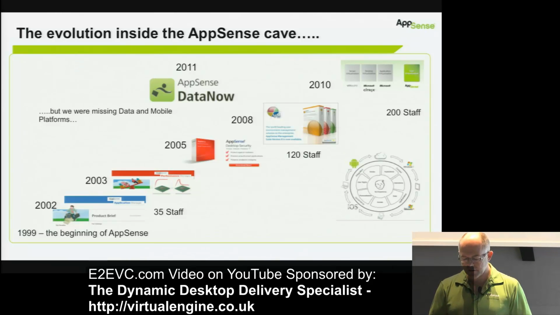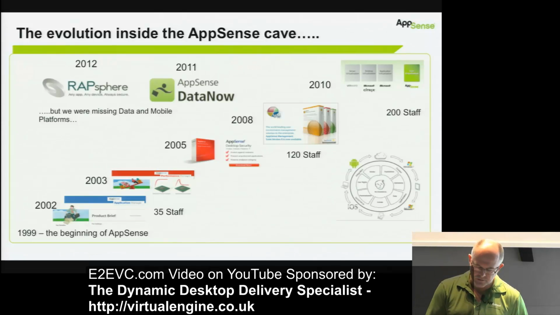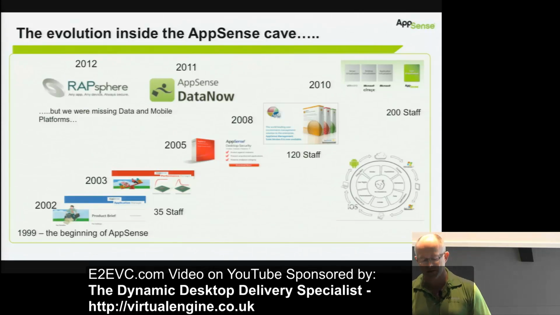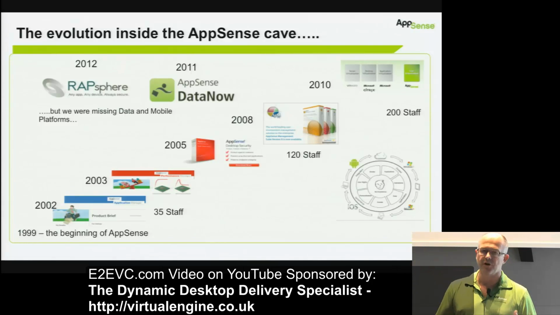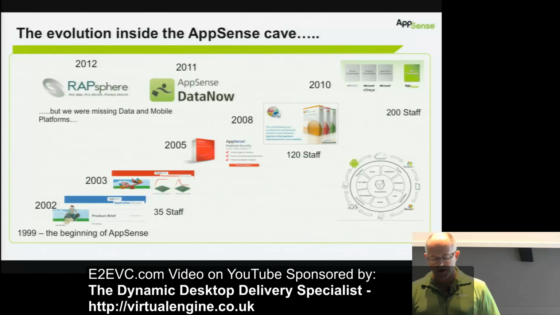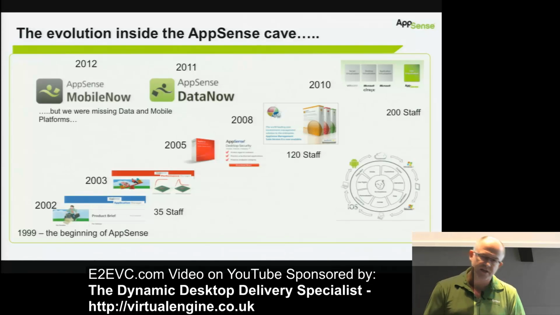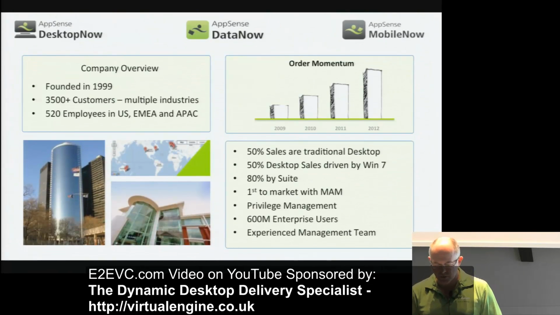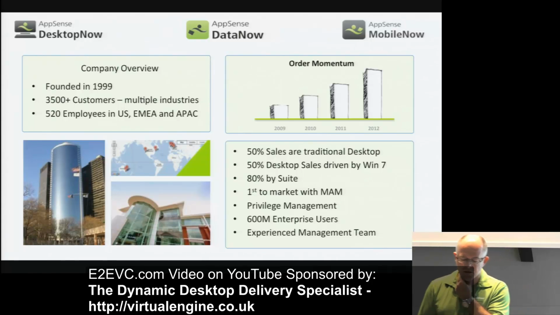So in 2011 we started to develop our own product, which we will describe later on, called Data Now, which is our Follow Me Data solution. And in 2012 we did our first and so far only acquisition, and we acquired a company called Rapsphere. Rapsphere didn't even have a product yet, they just had a technology which wraps policies around iOS and Android applications, and this is also the thing we are going to talk about later on, which is this product called Mobile Now. So this is just a quick recap of the history, which leads us to where AppSense is today.